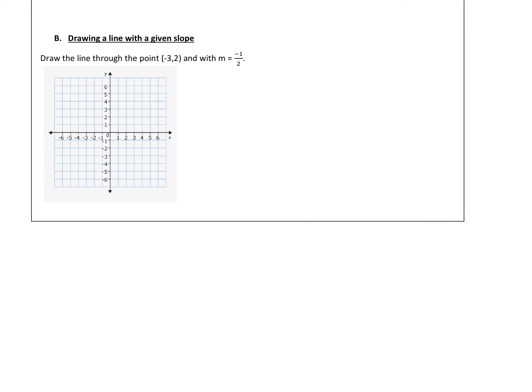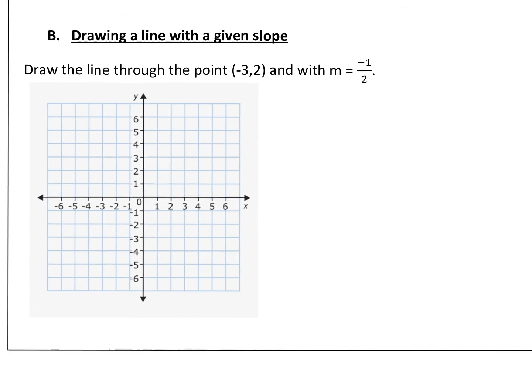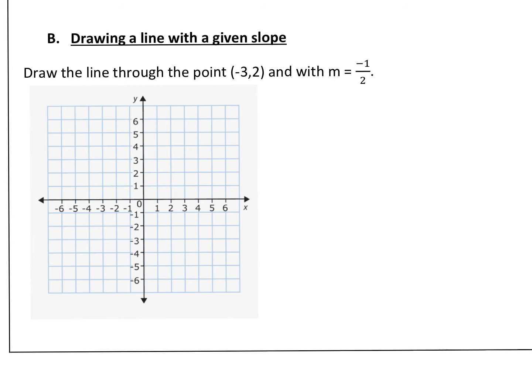All right, let's look now at drawing a line. Okay, so if you remember to plot a coordinate point, we have an x value and then a y value. So I'm going to start by plotting that point -3, 2. So on the x-axis, I go over to -3, and on the y-axis, I go to 2. So I'm going to put my point there.